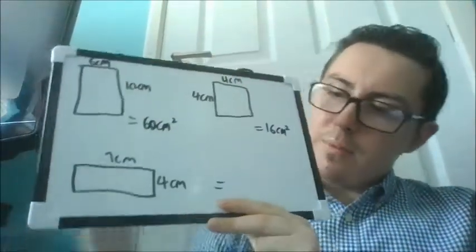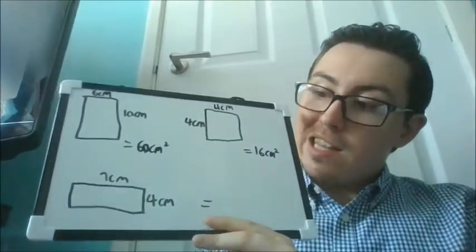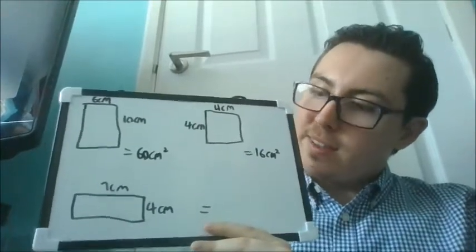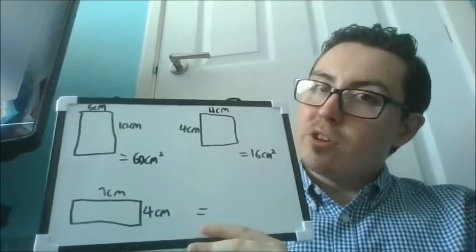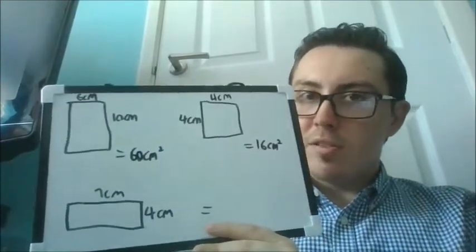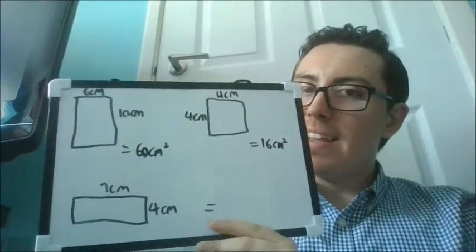Okay, let's do the last one. We have 7 centimeters and 4 centimeters. Our length is 4. Our width, the width of the shape, is 7. So we have to do 4 times 7, or 7 times 4 if you prefer. 7 times 4 is 28. So our answer is 28 centimeters squared.